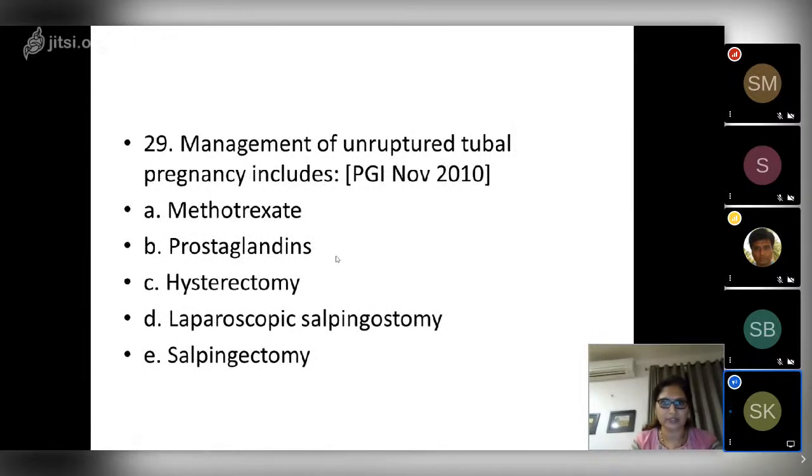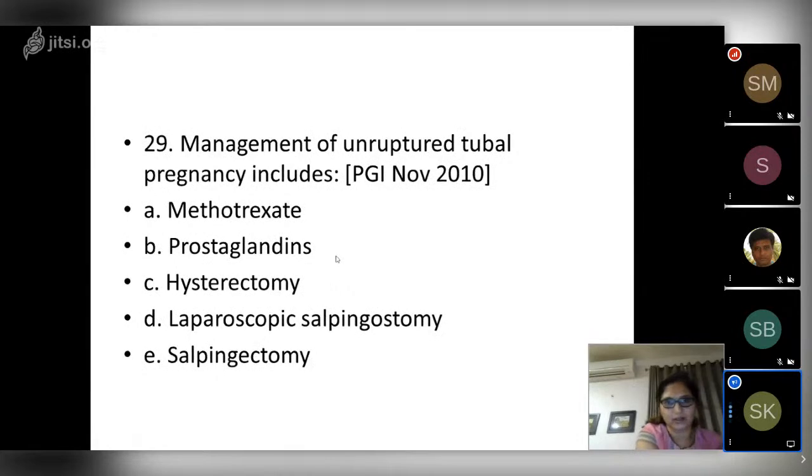Management of unruptured tubal pregnancy includes methotrexate, prostaglandins, hysterectomy, laparoscopic salpingostomy, or salpingectomy. Remember again, here is a PGI question, more than one option will be the right answer. A, B. A, of course, methotrexate is correct in unruptured tubal ectopic. B, of course, prostaglandins also have been tried as we discussed earlier. Any other answer?